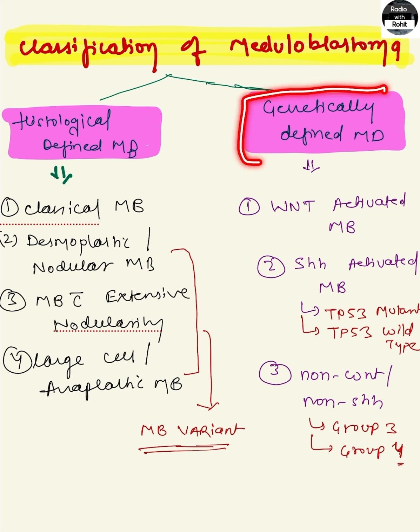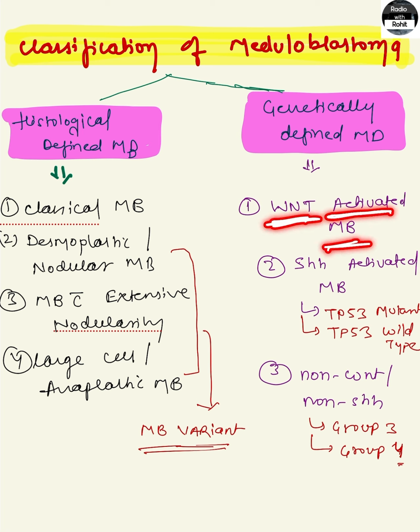Now, according to genetic basis, medulloblastoma is divided into four subgroups. The first one is WNT activated medulloblastoma. Simple, WNT activated medulloblastoma. Then SHH activated medulloblastoma, which has either P53 wild type or mutant type, and the non-WNT, non-SHH group. So they have group 3 and group 4.